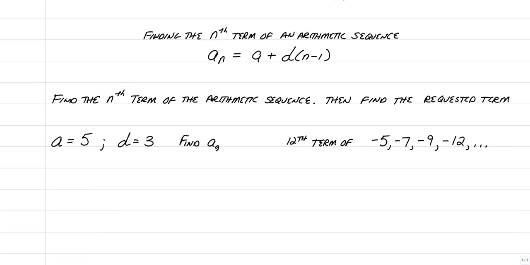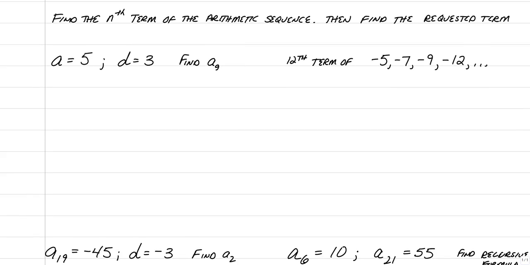What we're going to do is find the nth term of an arithmetic sequence, and then find the requested term. First, we'll work on a given initial term of 5 and a common difference of 3. That's going to be very easy because we have both given straight to us. So let's get to work. Remember the formula: a sub n is equal to a sub 1, or just a, our initial term, plus our common difference times the number of terms minus 1.